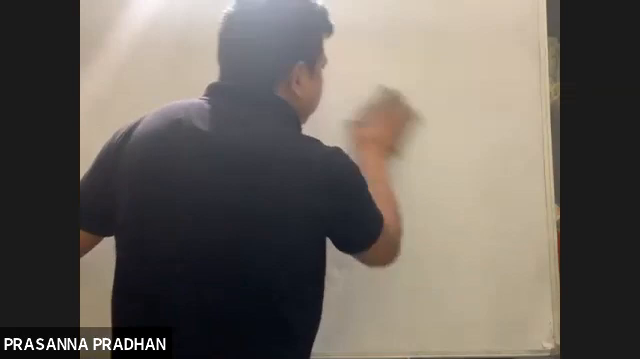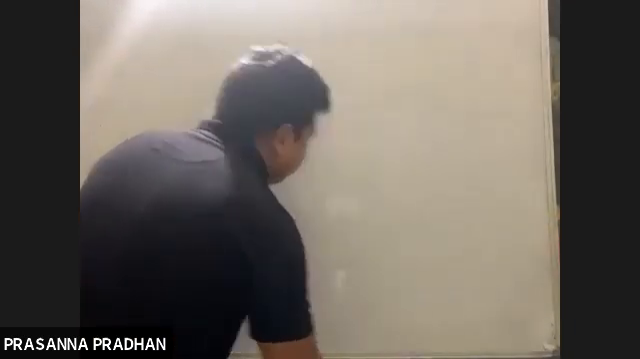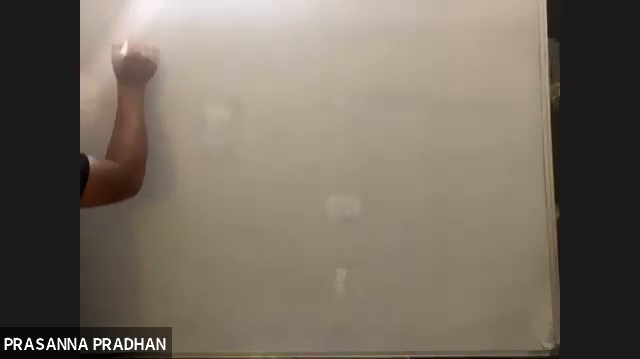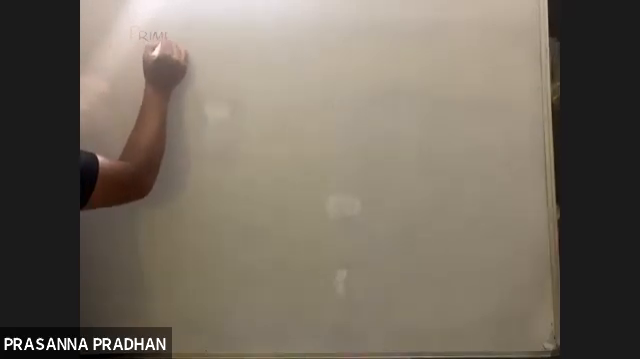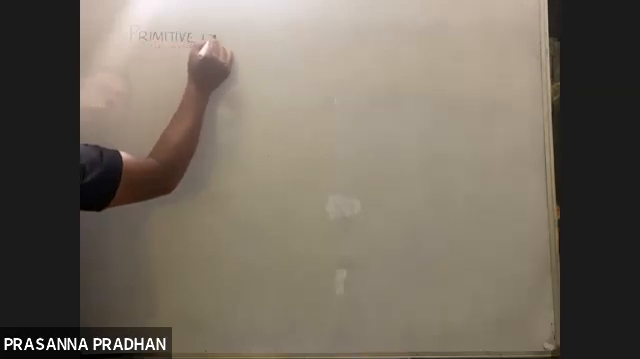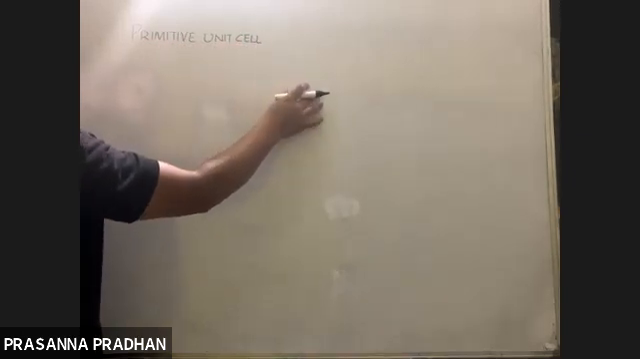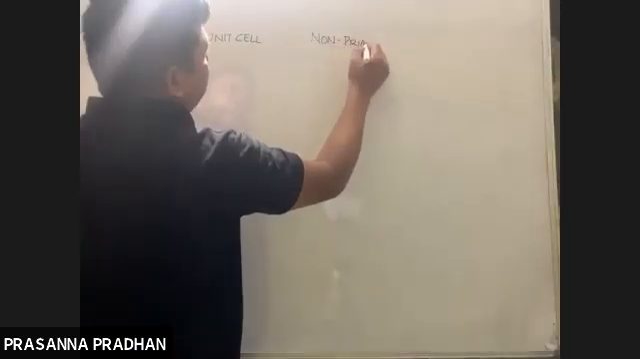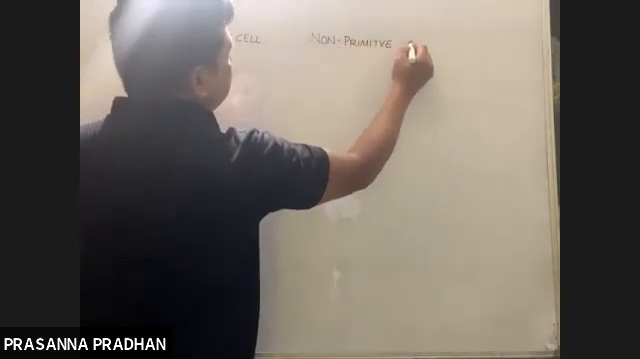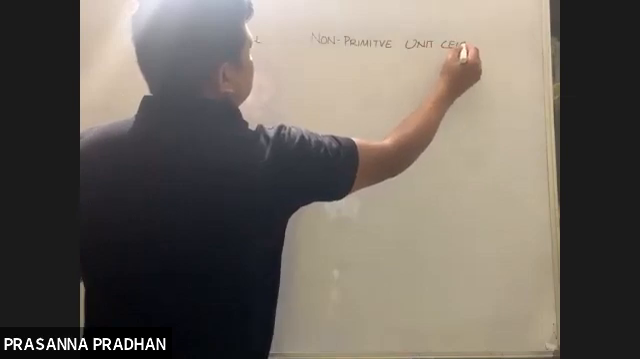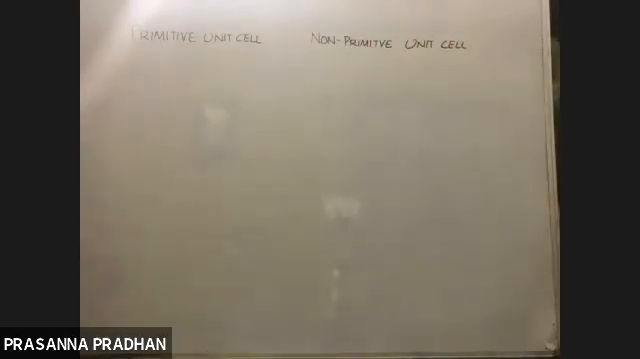Now depending upon the position of atoms, a unit cell is classified into 2 broad categories. एक है तुम्हारा primitive unit cell, and the other is non-primitive. Whoever has a problem in understanding this, please let me know. एक तुम्हारा primitive बोलते हैं, एक non-primitive.